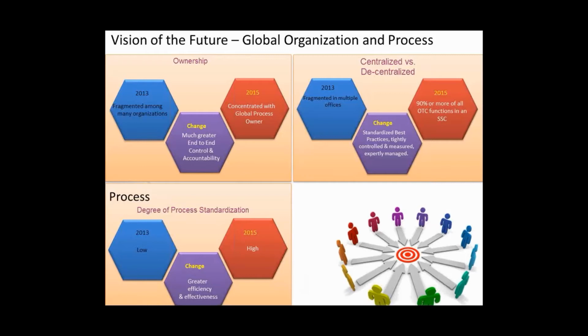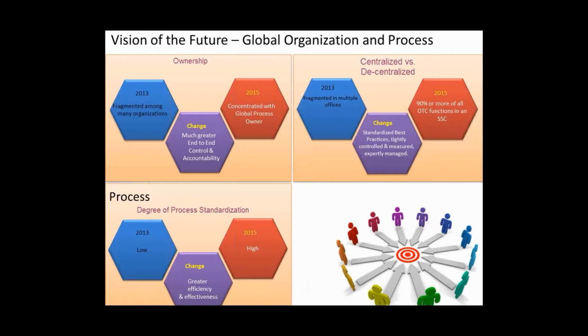That's another thing we're seeing, much greater emphasis on compliance all across the board. So the ownership helps that. Having one global process owner certainly promotes that type of improvement. Then the next dimension here is the organization: centralized or decentralized? We talked about this a little bit already.